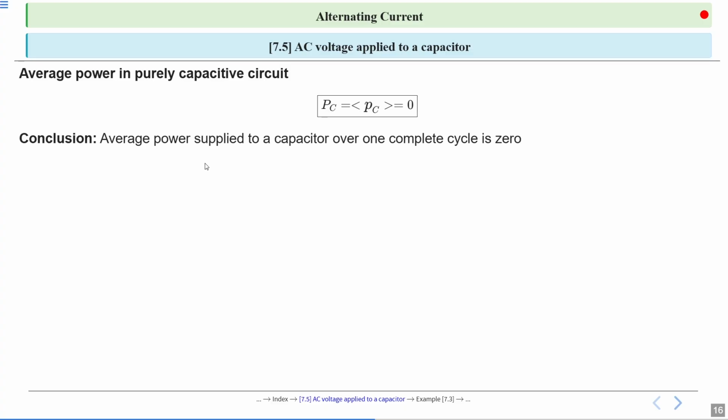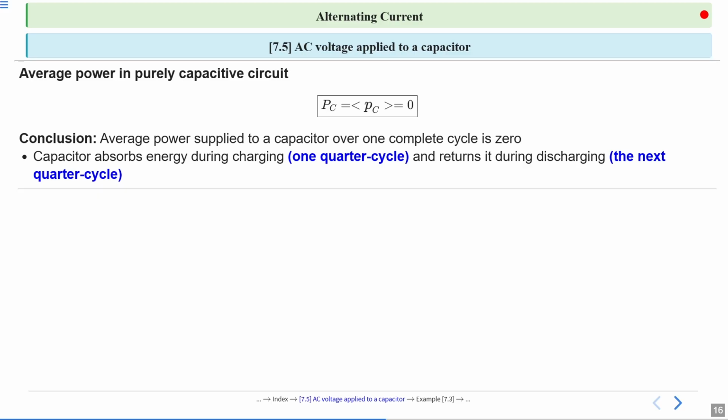In the case of the resistive circuit, what was the average power supplied? Im square upon 2 into R. In the case of the inductive circuit, the average power supplied to an inductor over a complete cycle was 0, and in the capacitive circuit, it is 0 also. It means power is dissipated only across the resistive component, not across the inductive or capacitive component.